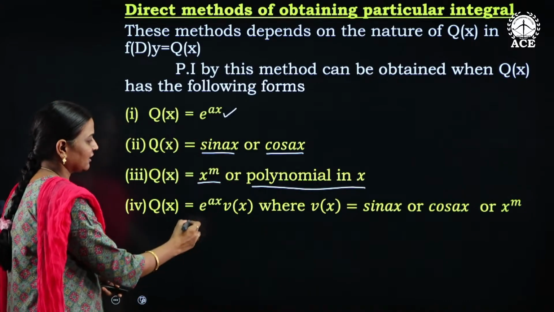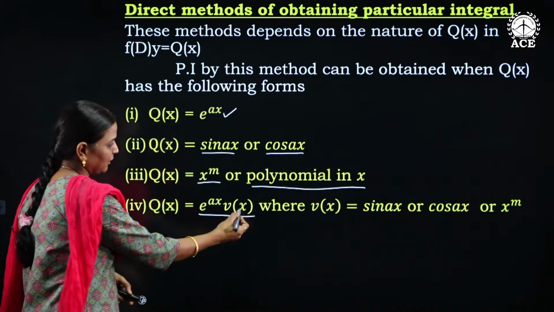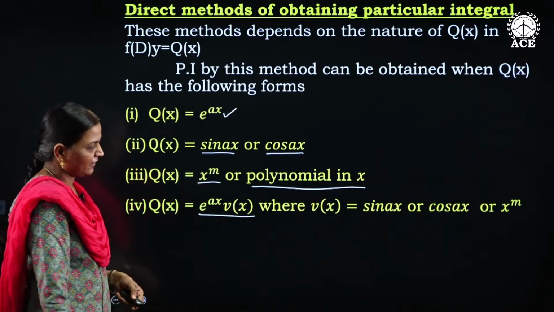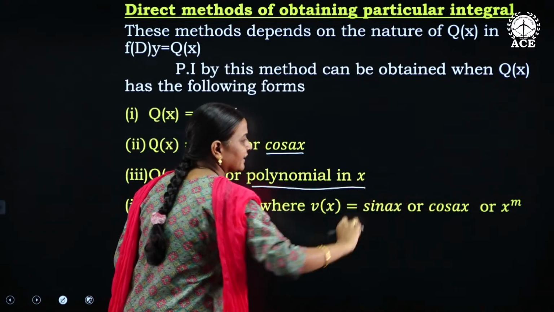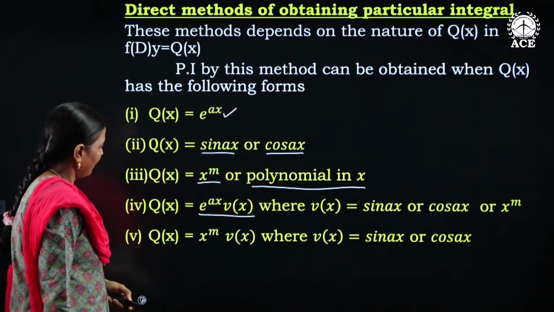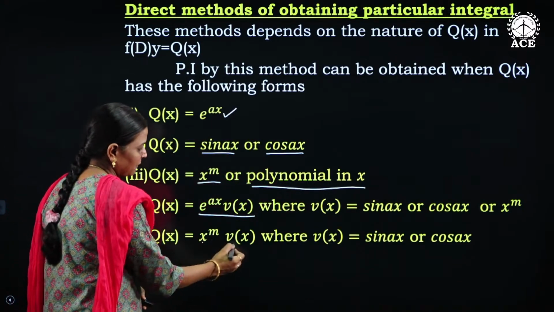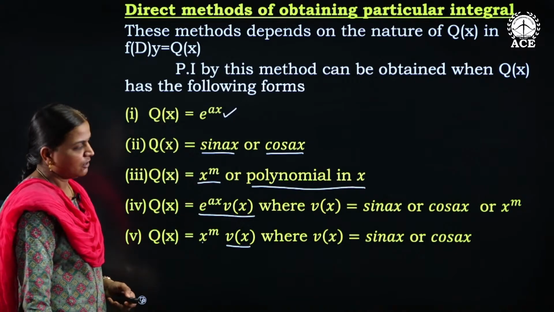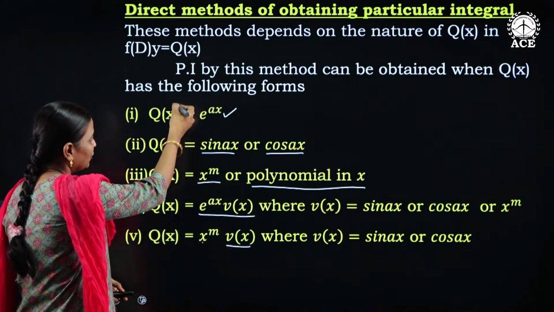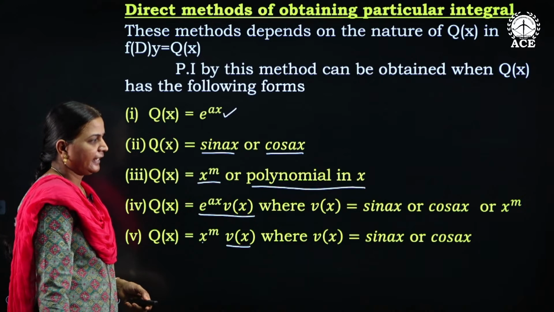And when q of x is equal to e power ax into v of x, any function multiplied by the exponential e power ax. And what is the v of x? V of x is sin ax or cos ax or x power m. And q of x, what is the last one? Q of x equal to x power m into v of x, where v of x is equal to sin ax or cos ax. So when q of x is in this form, how to find the particular integral?